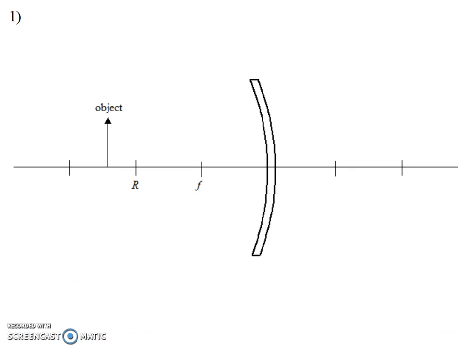Hello, honors physics students. Please make sure you have your notes in front of you, specifically the notes page on sign conventions and image descriptions, as well as the notes page you just completed on drawing your ray diagrams, and you want your optics practice problems in front of you.